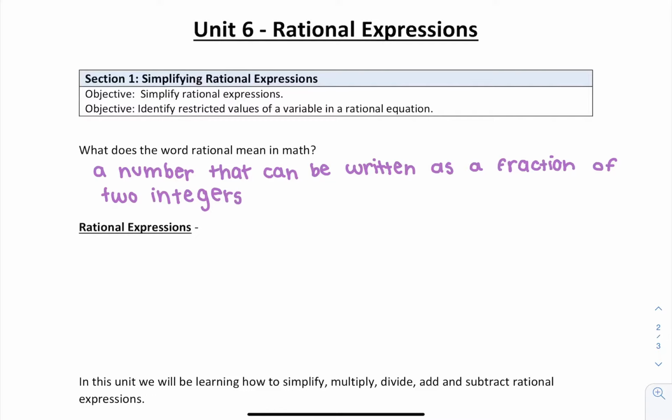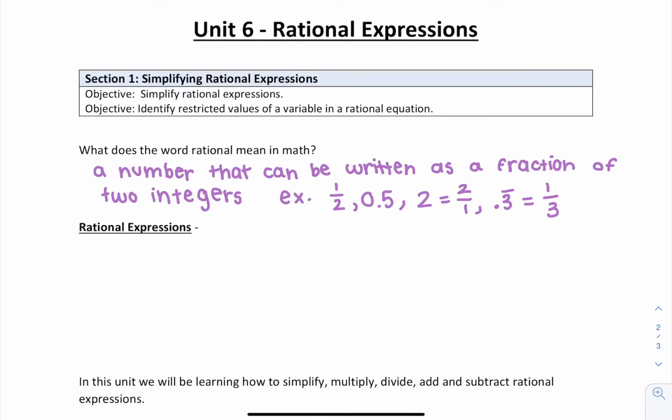So these kind of numbers include something like 1/2, which we could also write as 0.5. So both of those are rational numbers. Or we could write the number 2 as being 2/1. So 2 is a rational number. Or 0.3 repeating is rational because it can be written as 1/3.